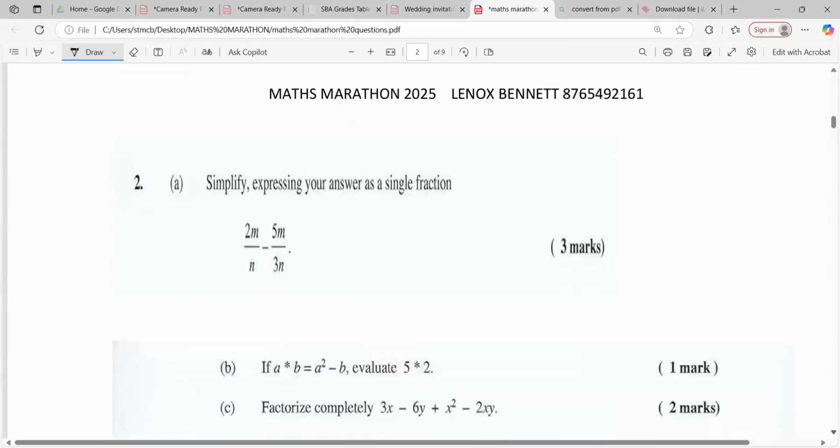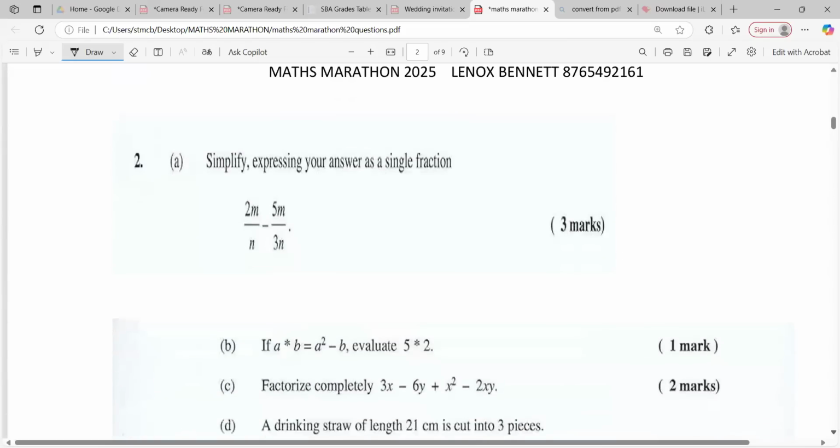All right, see some number twos here, guys. It says simplify the expression, expressing your answer as a single fraction. The first one says 2m over n minus 5m over 3n. I shall pause the video here, giving you some time. And we can go and do this too, the binary operation. The binary operation sometimes comes up in the multiple choice, so look out for that as well.